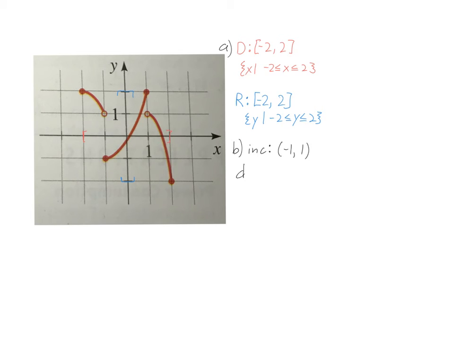Now for decreasing. Well, it is decreasing here, and it's decreasing here. So I need to actually mention both. My x values in which it's decreasing are from -2 to -1. So I'm going to write -2 to -1, and then with the union of this piece right here, from 1 to 2. There you have it.